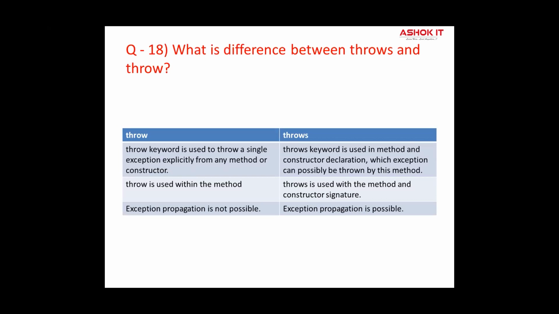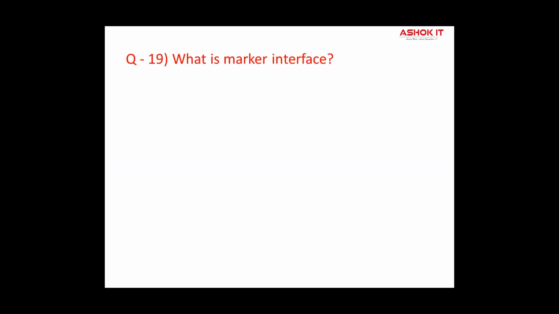The throw keyword can propagate unchecked exceptions, which are not checked, while the throws keyword is used to propagate the checked exceptions only. These are the differences.